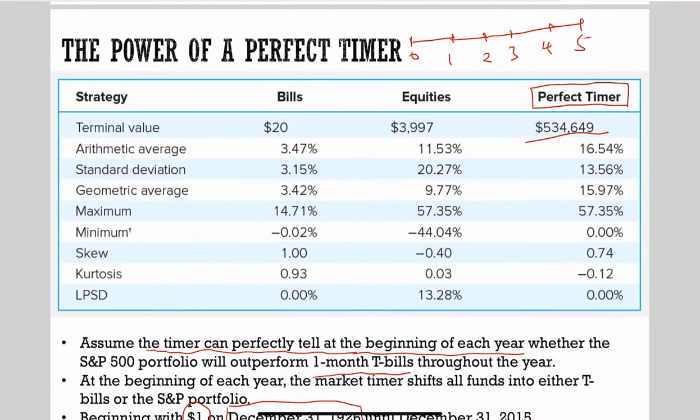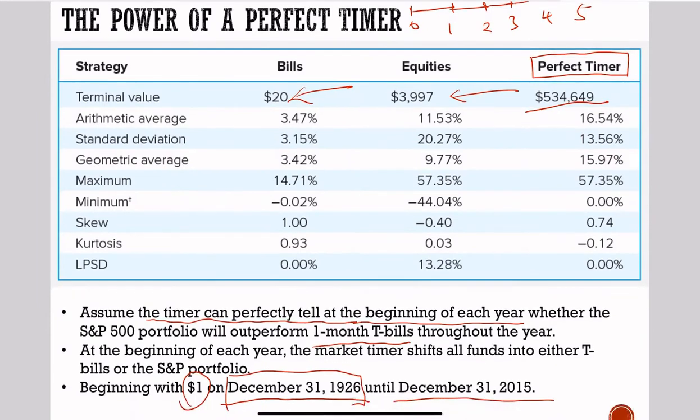And you can see that compared with equity and compared with bill, this terminal value of a perfect timer's investment is much larger. Obviously, you can see that this is quite hypothetical because it's actually pretty hard to predict whether SP 500 will outperform the T-bills in each year. Oh, by the way, you can see that we have some other statistics here.